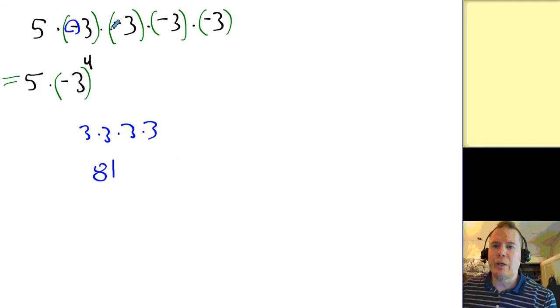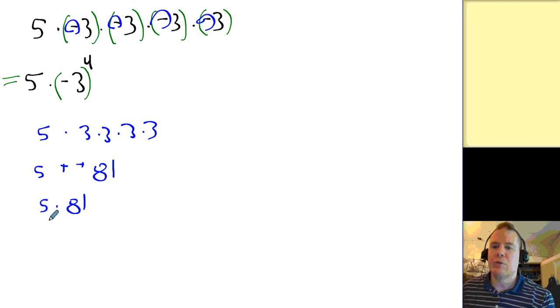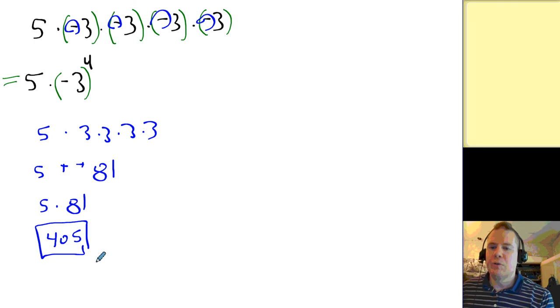And then 2 negatives make it a positive. Back to negative, back to positive. I've got 4 negatives altogether. So I reverse negative, positive, negative, positive. I'm at positive 81. And then that 5 is just a 5. 5 times 81 is, we just saw that before, 405. Since I had 4 negatives, it's a positive 405.